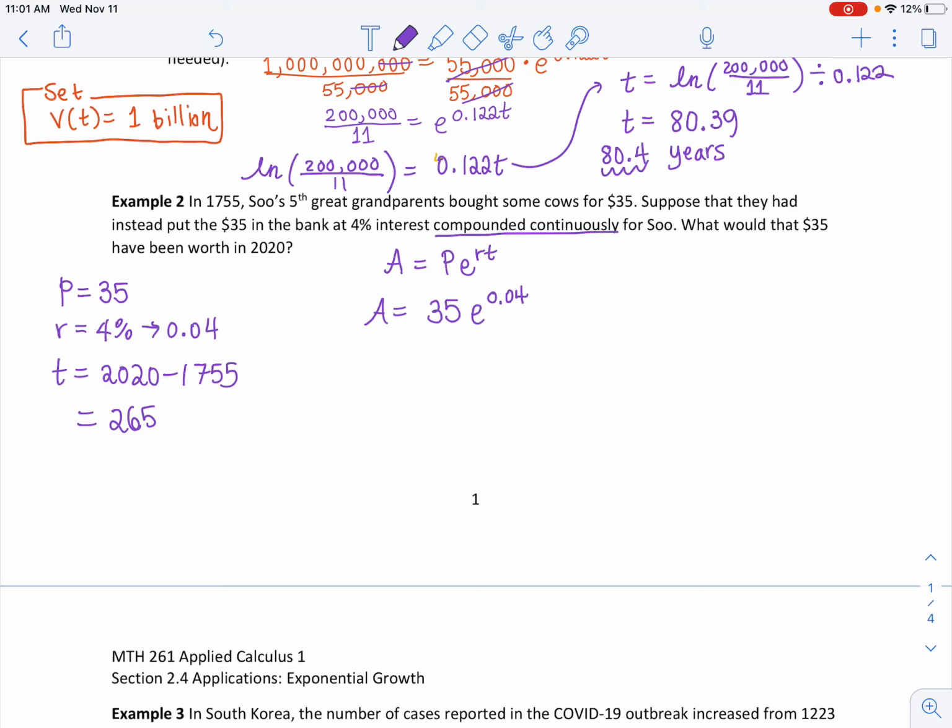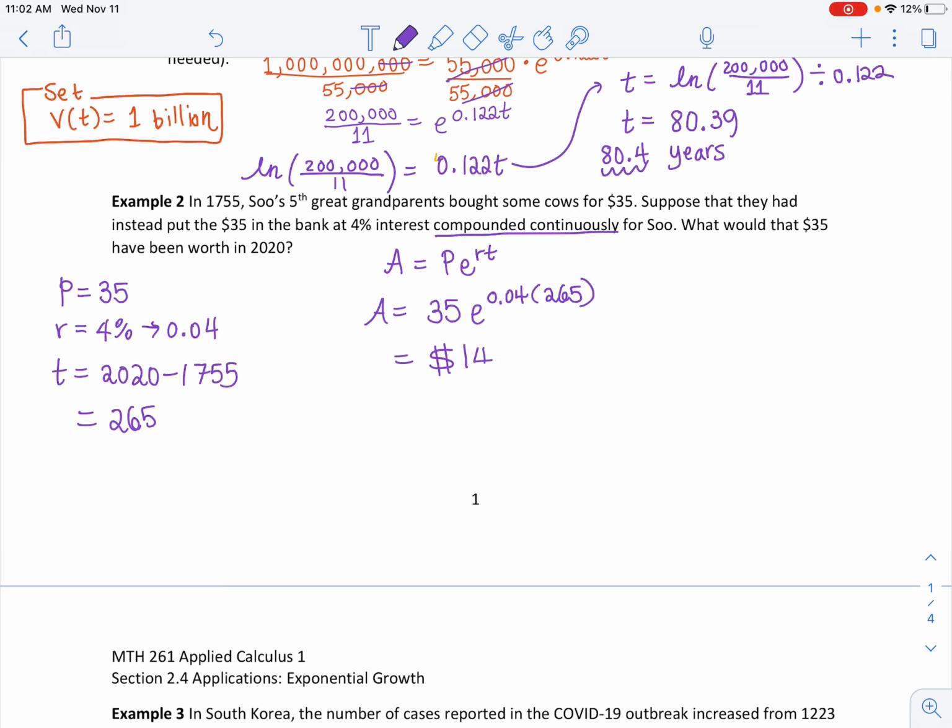Okay, so 265, what was South Korea like? Probably still like the Chosun era, probably not even banks or any kind of investment. But anyways, I'm going to go ahead and plug this in. So $35 per cow, that would have been a crazy amount of money.